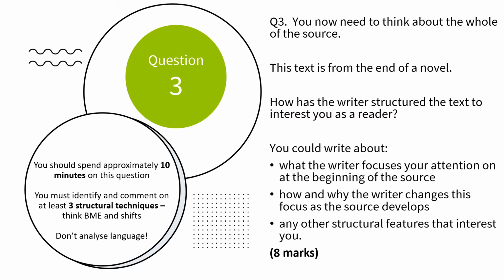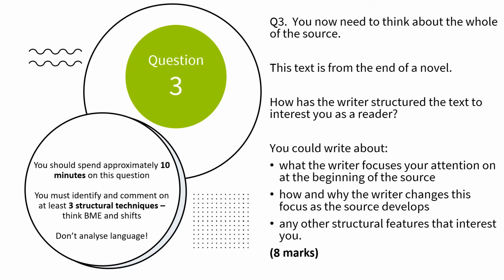Okay, so here's the question. Question 3, you now need to think about the whole of the source. The text is from the end of a novel. How has the writer structured the text to interest you as a reader? You could write about what the writer focuses your attention on at the beginning of the source, how and why the writer changes this focus as the source develops, and any other structural features that interest you. Again, you will spend approximately 10 minutes on this question. Obviously, we're going to be giving you additional time as you're completing it remotely. And you must identify and comment on at least 3 structural techniques. So think the beginning, the middle and the end and the shifts between them.